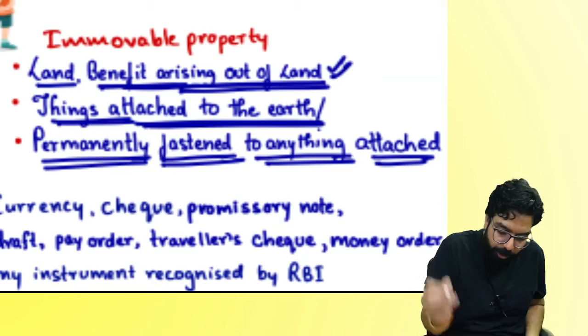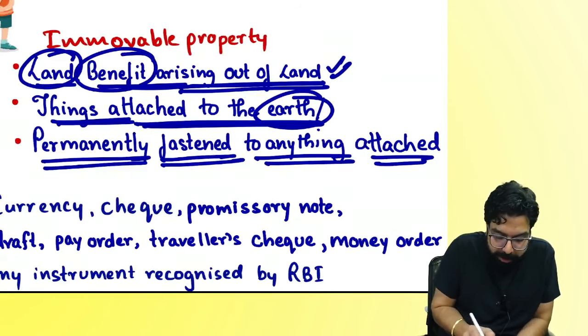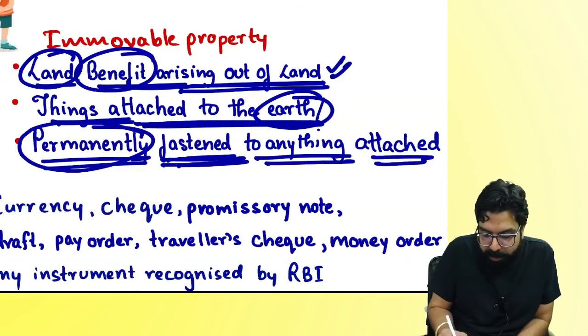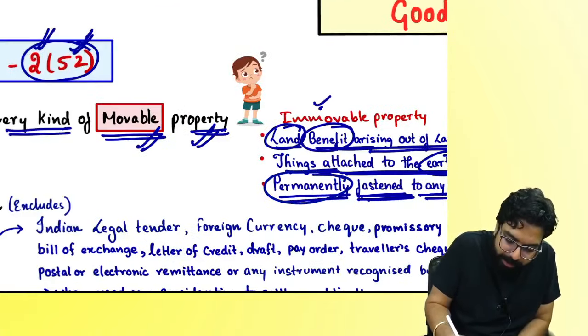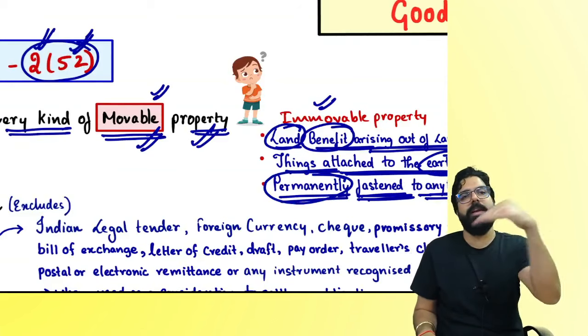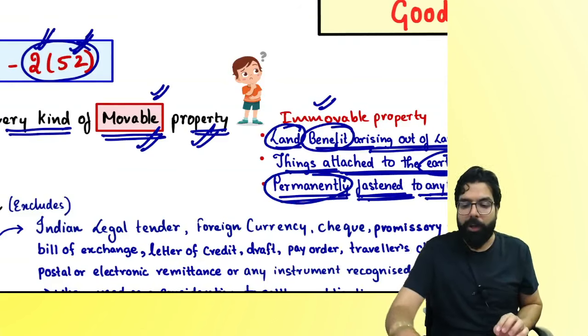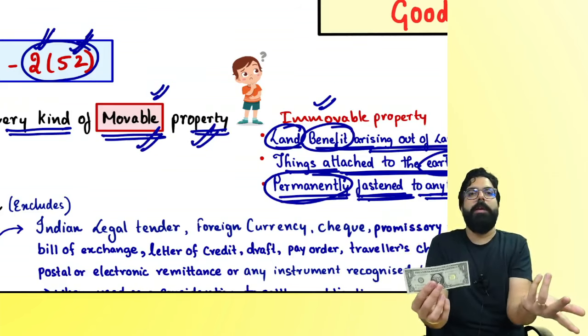Next. Over here, I told you about land, benefit out of land, things attached to the earth, or anything permanently fastened to anything which is attached to the earth. Now, other than what is immovable, everything is movable. Other than these four things, everything is movable. And movable means goods. Now, tell me one thing: immovable, movable? Movable. Yes, everyone.